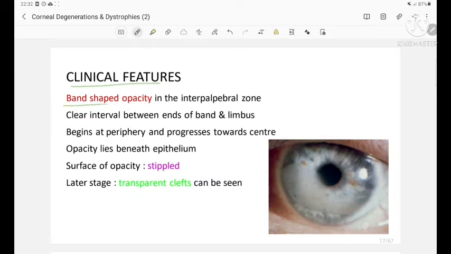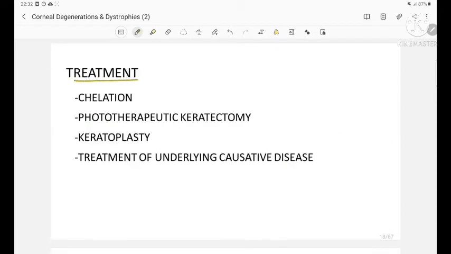Clinical features: there is band shaped opacity in the interpalpebral zone, and a clear interval is present between the ends of the band and the limbus. It begins at the periphery and progresses towards the center. The opacity lies beneath the epithelium and the surface of the opacity is stippled. At a later stage, transparent clefts can be seen. This is an image showing the band shaped opacity, band shaped keratopathy. The treatment for which is chelation, phototherapeutic keratectomy, keratoplasty, and treatment of the underlying causative disease.